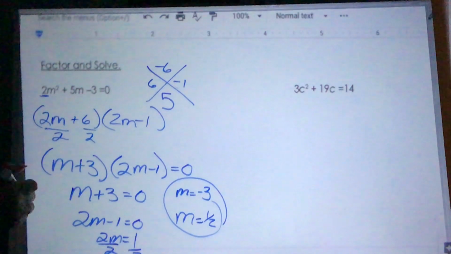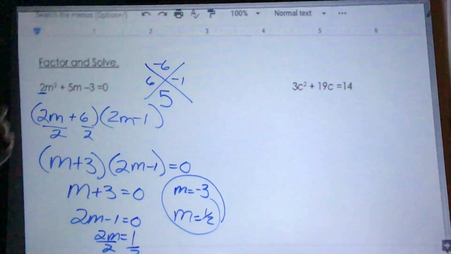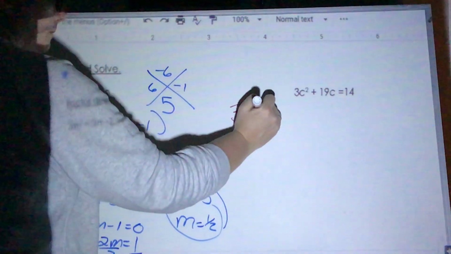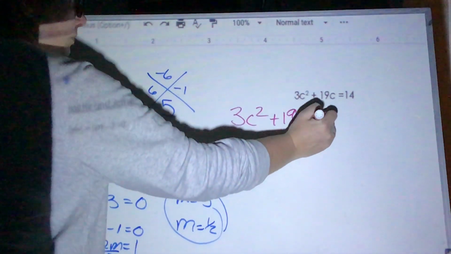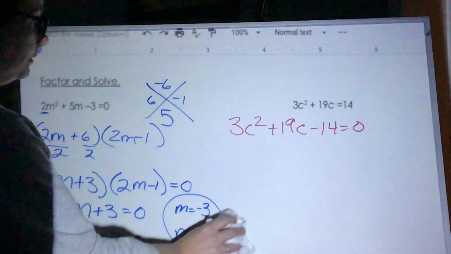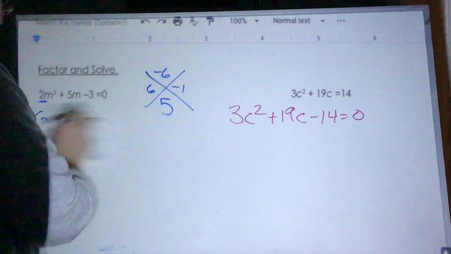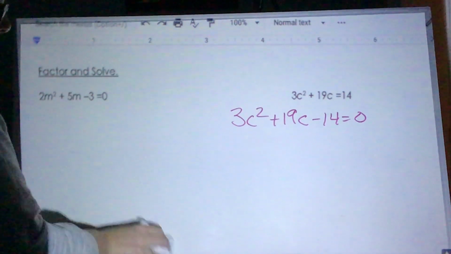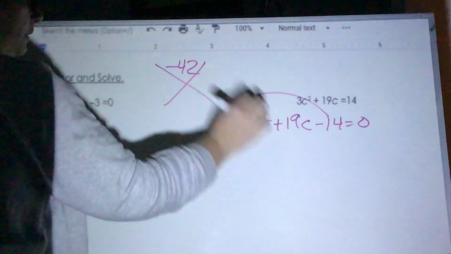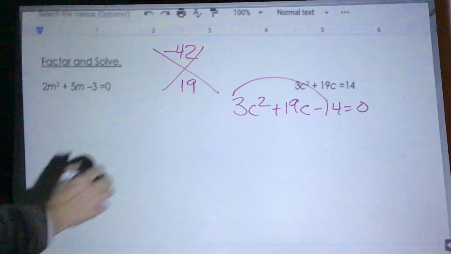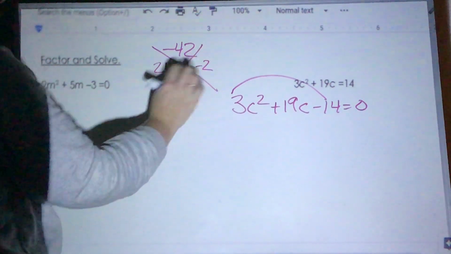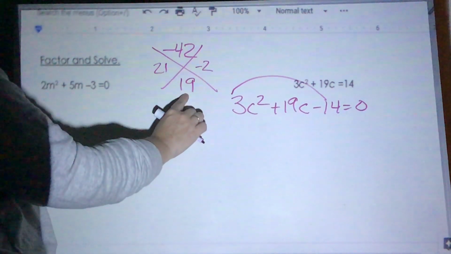Now for the next one, I'm going to use the split method. But before I can get started, I need to make sure that everything is on one side. So I'm going to bring over that 14 as -14. Now I'm ready to do my little number puzzle. So I'm looking for two numbers that multiply to give me -42 and add to give me 19. The larger one has to be positive. So 21 and -2 multiply to give me -42 and add to give me 19.